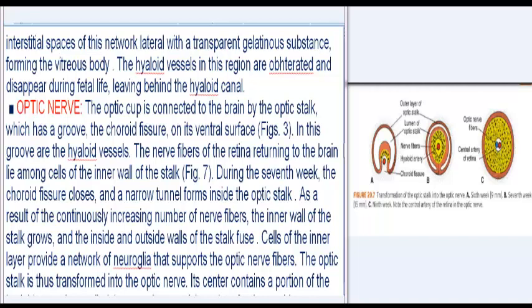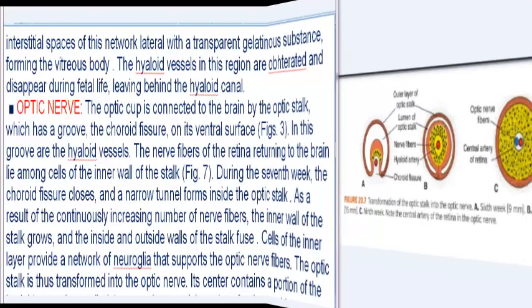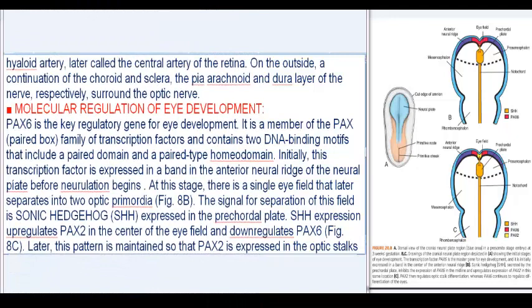As a result of the continuously increasing number of nerve fibers, the inner wall of the stalk grows, and the inside and outside walls of the stalk fuse. Cells of the inner layer provide a network of neuroglia that supports the optic nerve fibers. The optic stalk is thus transformed into the optic nerve. Its center contains a portion of the hyaloid artery, later called the central artery of the retina. On the outside, a continuation of the choroid and sclera, the pia arachnoid and dura layer of the nerve, respectively, surround the optic nerve.